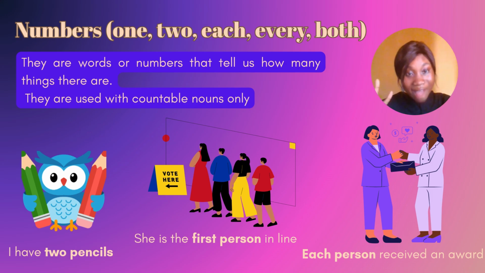So I have two pencils. One and two. I can count how many pencils I'm holding. So I have two pencils. She is the first person in line. Each person received an award. So you might have 100 people over there, but every single one, everybody there received an award. So you can see numbers give us a specific number, an exact number.